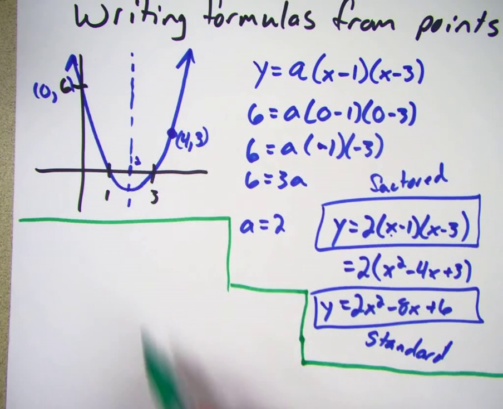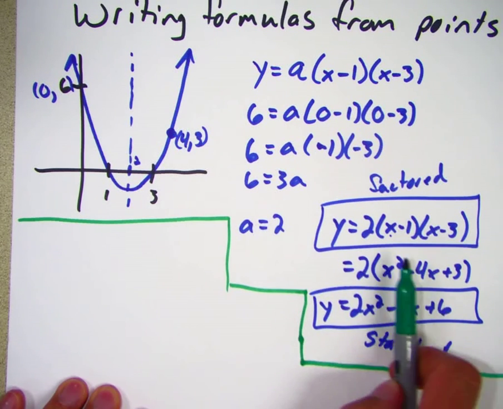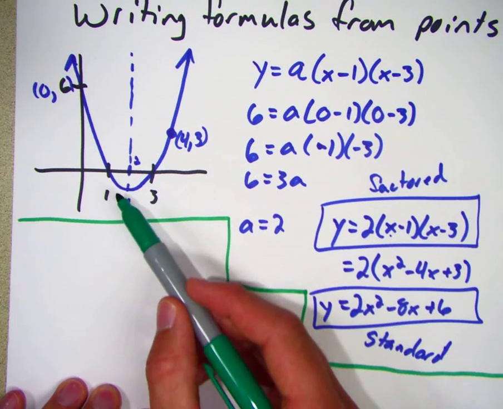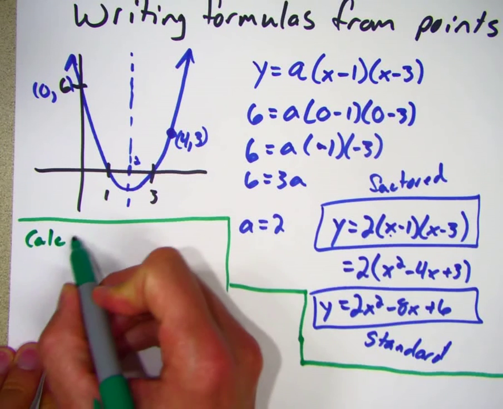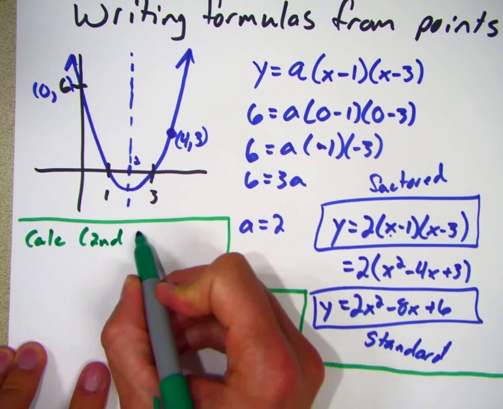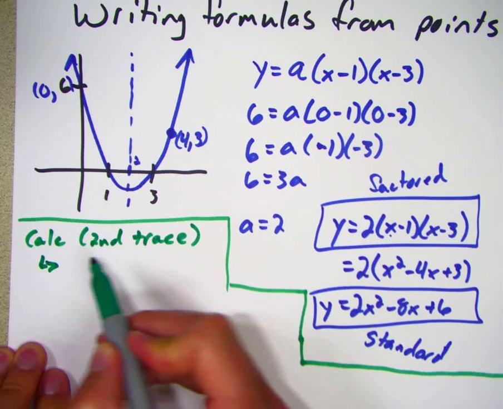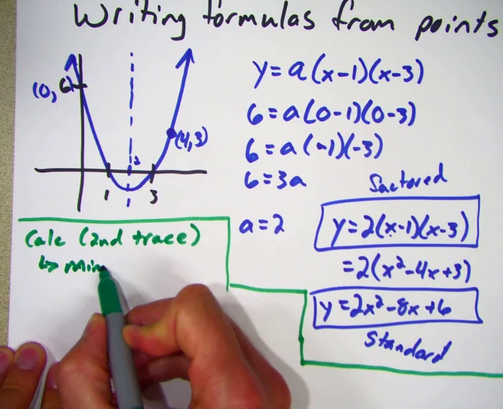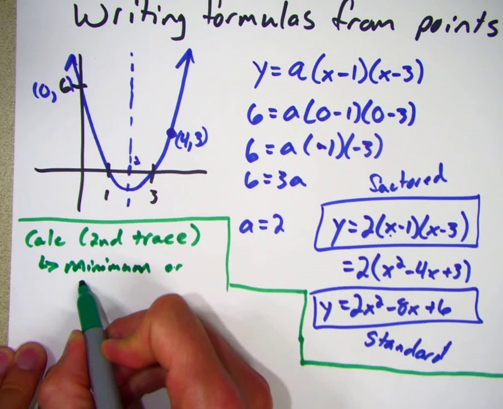All right, so the last thing I'd like to talk about is how to get this vertex. Now, I will say if you graph the quadratic function in your graphing calculator, once you have the formula, then you should be able to find the vertex pretty easily by doing either the calc menu, which is second and then the trace button, and then go to either minimum or maximum.